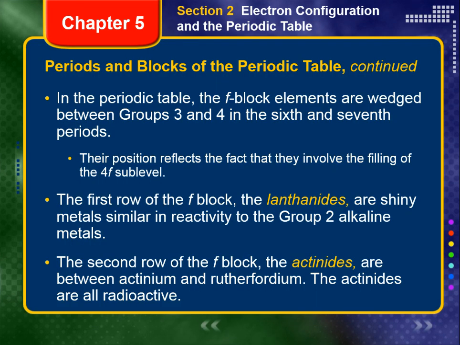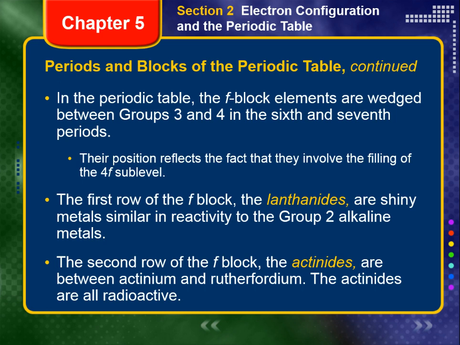Lastly, the F-block elements, lanthanides and actinides. In the periodic table, the F-block elements are wedged between groups 3 and 4 in the 6th and 7th periods. Their position reflects the fact that they involve the filling of the 4f sublevel. With 7 4f orbitals to be filled with 2 electrons each, there are a total of 14 F-block elements between lanthanum and hafnium in the 6th period.